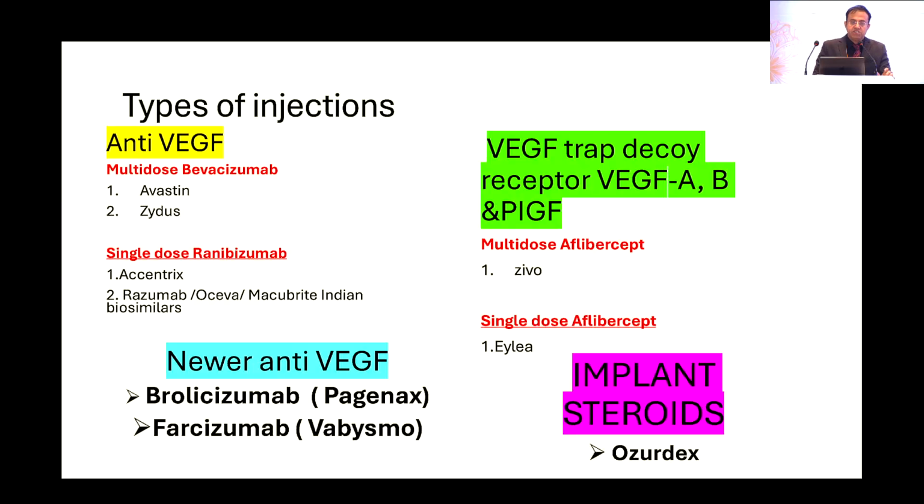Now these injections work very well for most of the indications, but if you can go in for a better anti-VEGF, there is aflibercept, known as ILIA, and now newer things like Pagenex and faricizumab have come up. Now Pagenex is very excellent. It does an excellent drying of the fluid, but there is a small concern about vasculitis in 1 to 4% of patients, so you need to be a little careful.